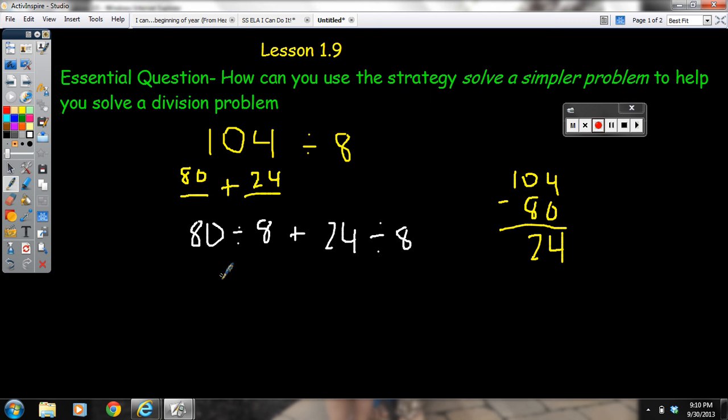80 divided by 8, we know is 10. 24 divided by 8 is 3. If I take those two numbers and add them together, I get my quotient of 13. 104 divided by 8 equals 13.